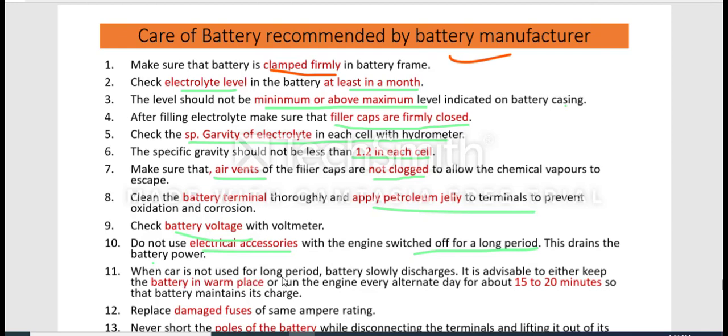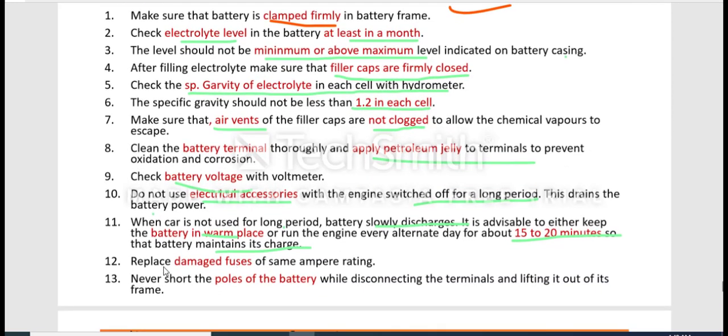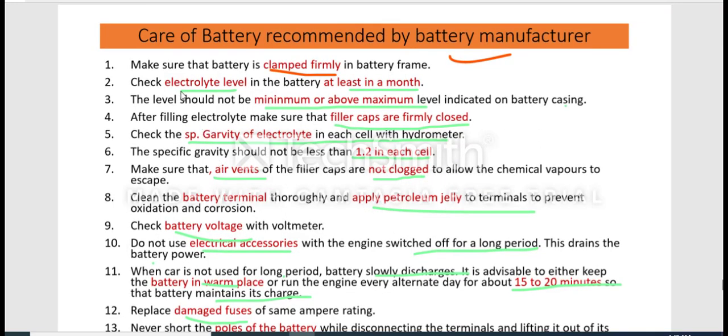When the car is not used for a long period, the battery slowly discharges. It is advisable to either keep the battery in a warm place or run the engine every alternate day for about 15 to 20 minutes so that the battery maintains its charge. Okay, I think you have understood this point. Then replace damaged fuses with the same ampere rating. Never short the poles of the battery while disconnecting the terminals and lifting it out of its frame. So for normal working of the battery, you have to remember these points.